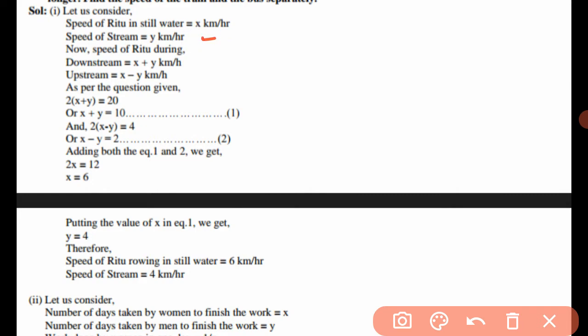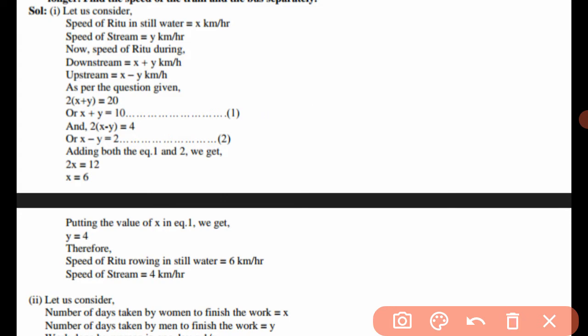Now for the speed of Ritu during downstream, in downstream we have to add, so it will be x plus y, and in upstream it will be x minus y. Now according to the question, the equation will become 2 into (x plus y) equals 20, or we can say 2 into (x minus y) equals 4, and x plus y equals 10.